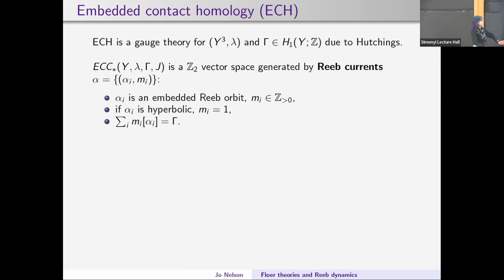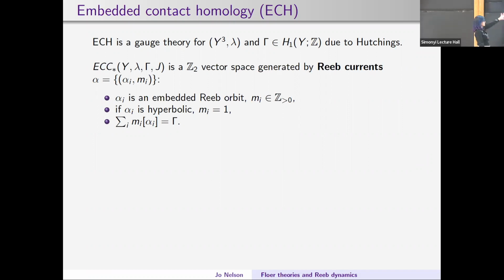And as a chain complex, the embedded contact homology chain complex is going to be generated by Reeb currents as a Z2 vector space. And so Reeb currents is a funny description, except when you realize that the ECH differential is going to count J-holomorphic currents. And so the idea with a Reeb current is that you just want to care about the underlying embedded Reeb orbit plus some number which encodes a multiplicity. So a Reeb current of multiplicity 1 is just going to be an embedded orbit, and then you just care about convergence as a current.